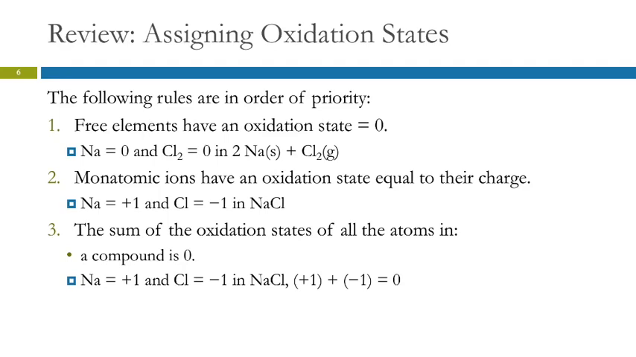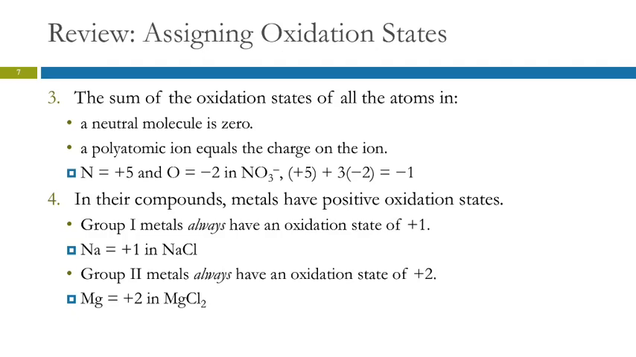So we also have to review oxidation states. And as with many things, when you write out all the details, it makes it a lot more confusing than it actually should be. So here are the rules. Free elements have an oxidation state of 0. Monatomic ions have an oxidation state that's equal to their charge. The sum of the oxidation states of all atoms in a compound is 0. If we add up all the oxidation states in a neutral molecule, it's 0. In a polyatomic ion, it equals the charge on the ion.